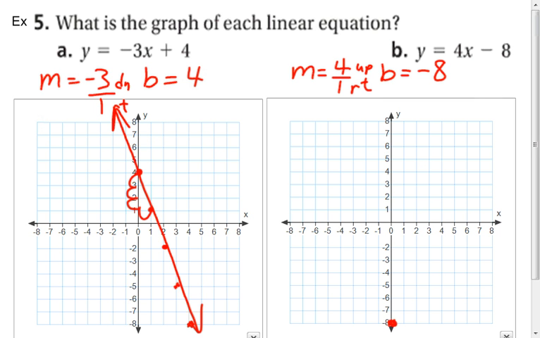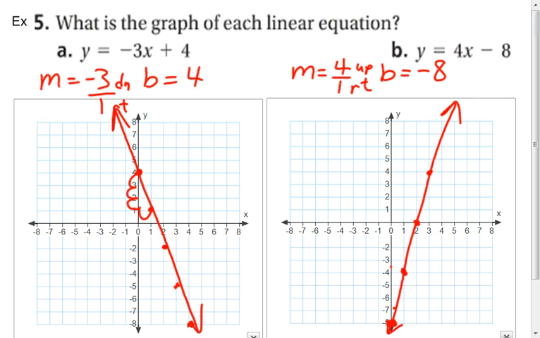So from my y-intercept, I go up 4 places. 1, 2, 3, 4 boxes. And 1 to the right. And I can do it again if I want. Up 4 boxes and 1 to the right. Up 4 boxes and 1 to the right. Now I see where I'm supposed to go. Connect them with a line. And that is my graph.